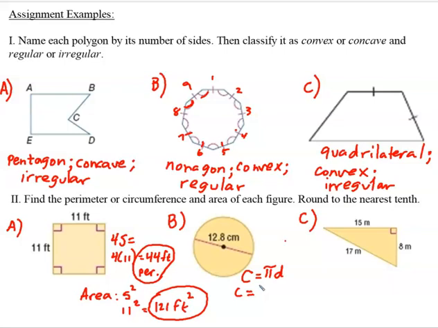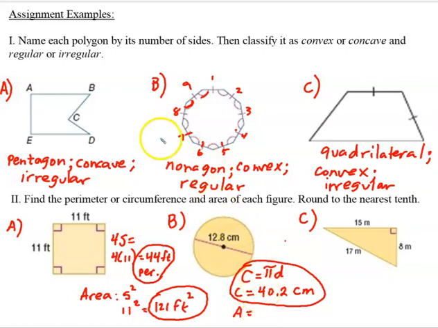And we're going to round to the nearest tenth, and so that's 40.2, and it's centimeters. So that's our circumference answer. And now let's find the area.